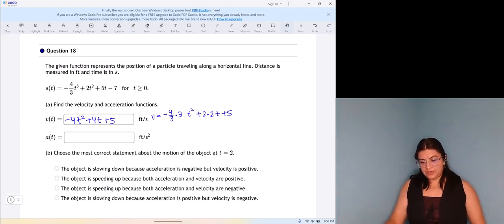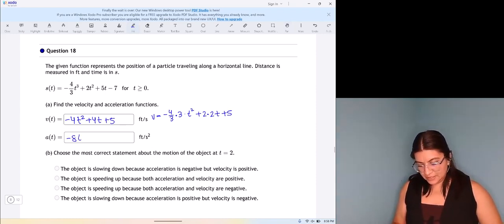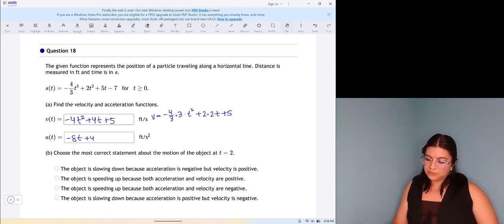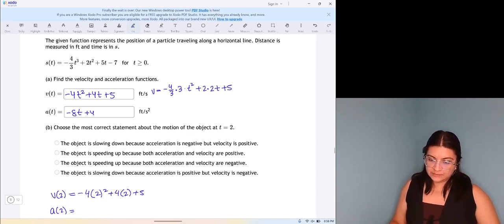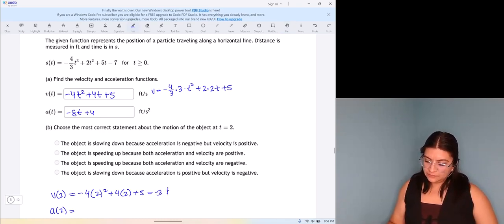Acceleration is the derivative of velocity, so that is negative 8t plus 4. Choose the most correct statement about the motion of the object at t equals 2. So let's find the velocity at 2 and the acceleration at 2 seconds. Plugging 2 into the velocity function, we get -3 feet per second. And when we plug in 2 into the acceleration function, we get -12 feet per square second.